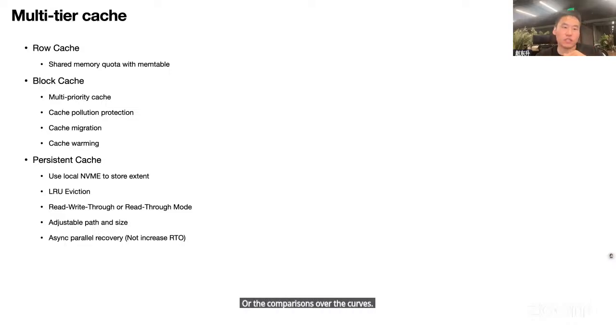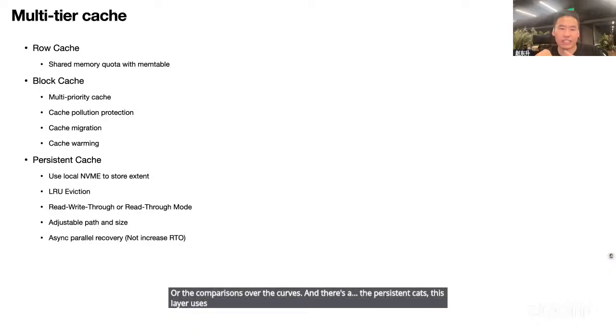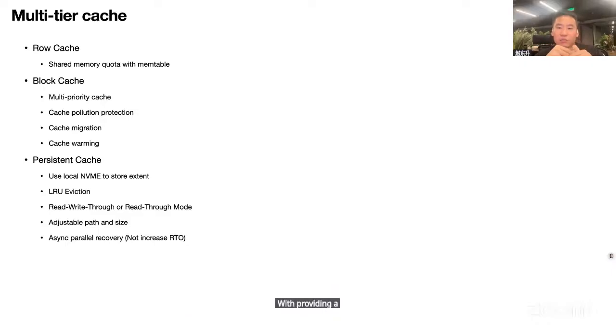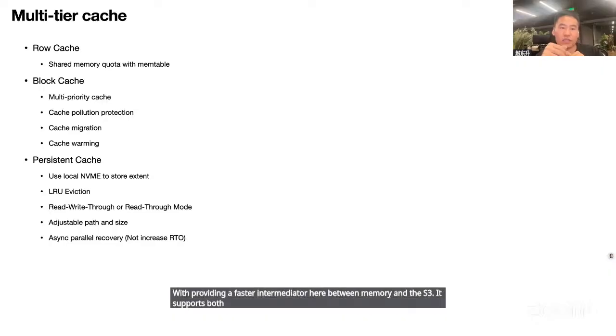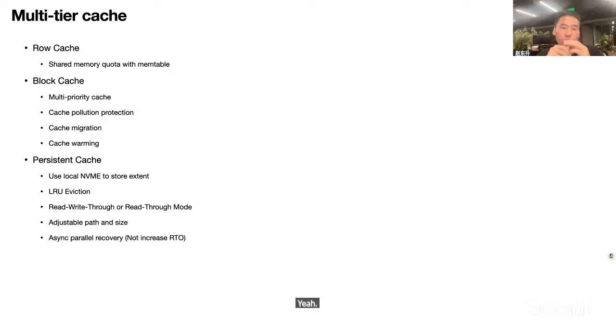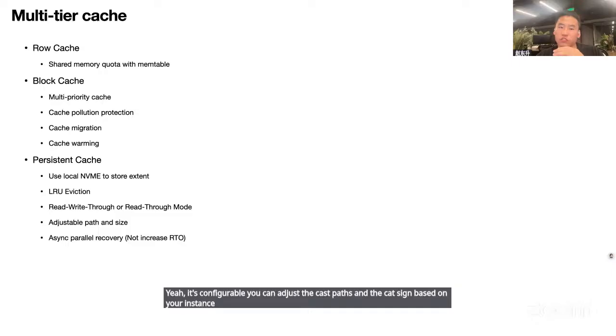And the persistent cache, this layer uses local NVMe SSD to store recently accessed data, providing a fast intermediate tier between memory and S3. It supports both read-through and read-write-through modes. And it's configurable. You can adjust the cache path and the cache size based on your instance's local storage.